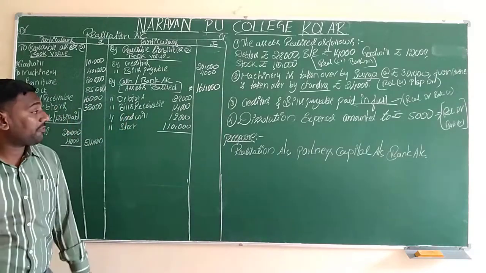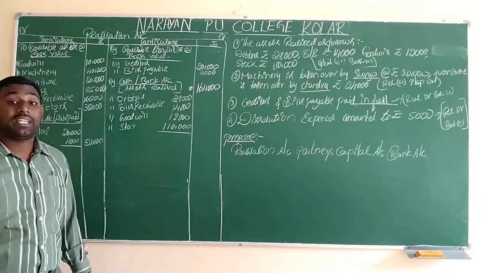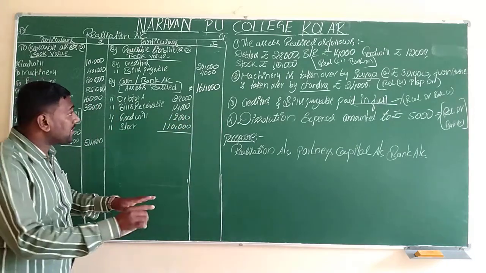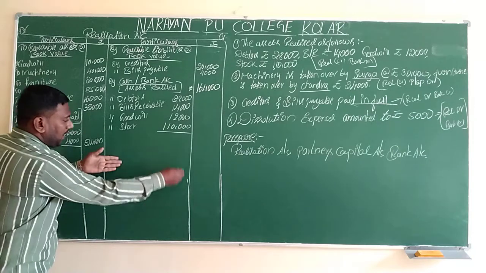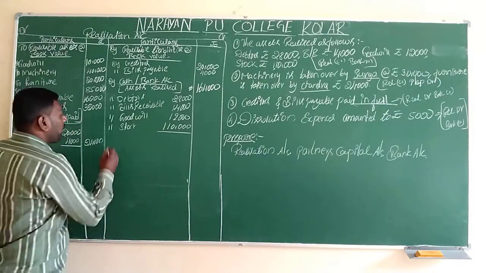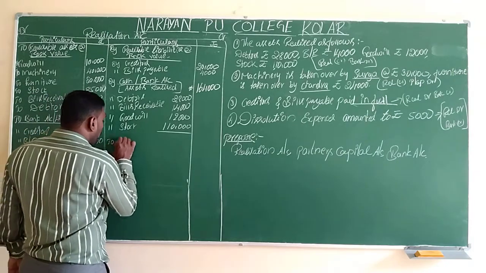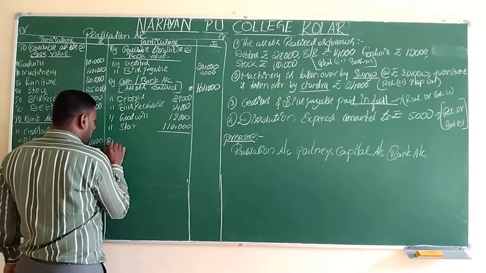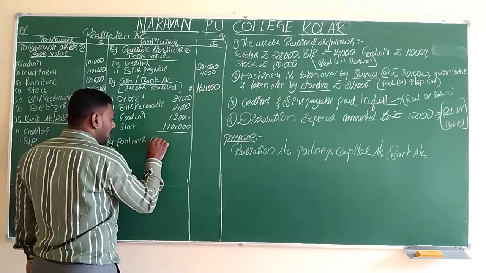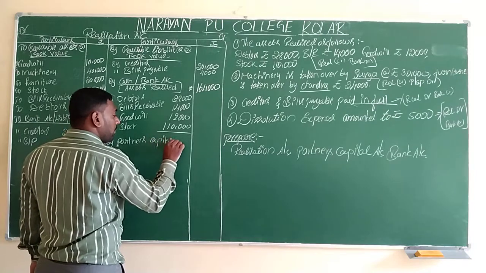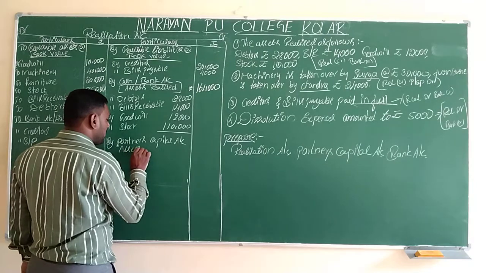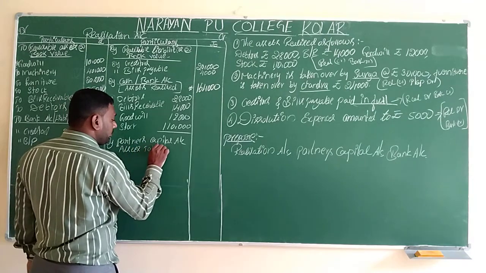Let's come to step number 5. What does step number 5 say? Any asset taken over, you have to record in the realization account. Assets taken over always come to the credit side. Liabilities taken over come to the debit side only. So step number 5 will say: by partners capital account. In bracket we have to mention assets taken over.